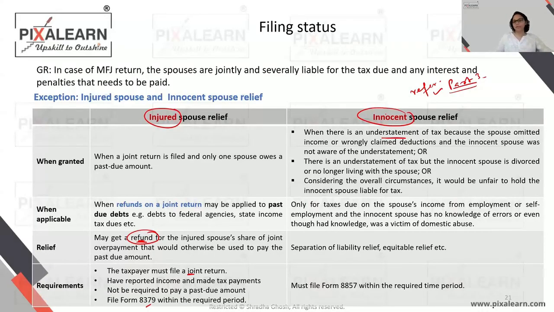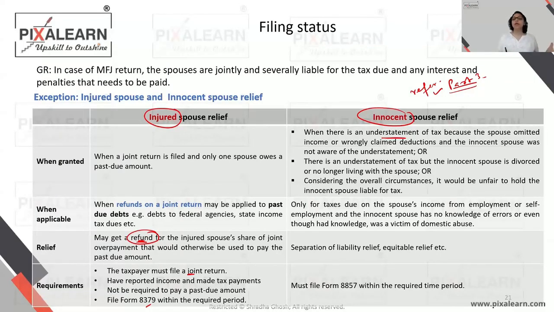So what happened? I married a person, and that person was unethical. So what he did, he claimed a lot of deductions. He claimed a lot of income. So there was income that he was generating, and he did not report it. So in all of those cases, there was an understatement. But the fault was not mine. The fault was of that person.